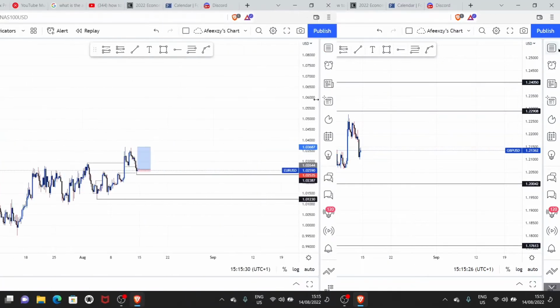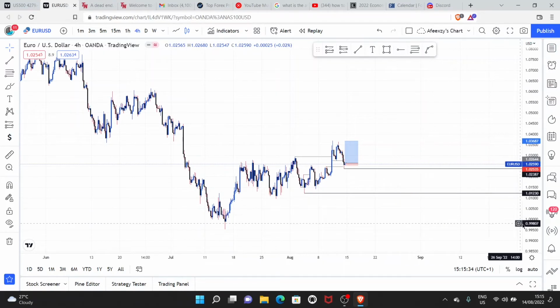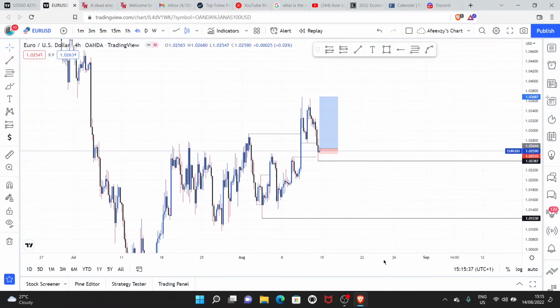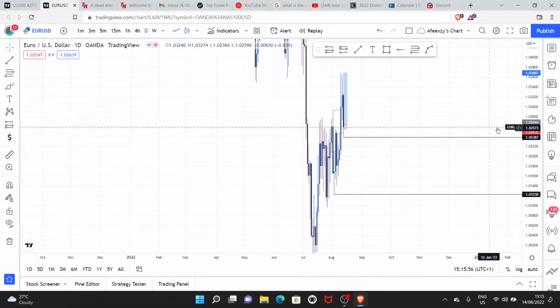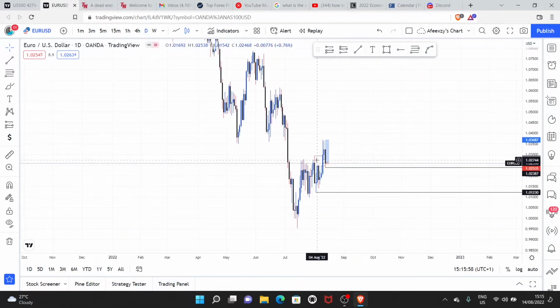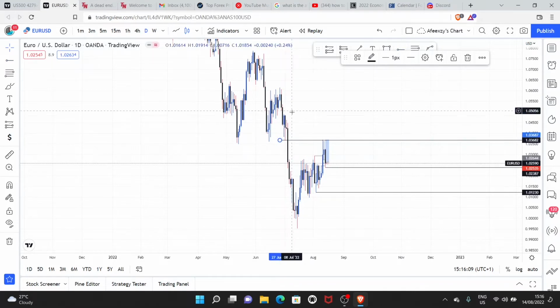Now let's go to our EURUSD. As you can see here, I marked this last week on EURUSD. Let me check the daily to see what's really happening. On our daily time frame, we cleared this high here, and also we filled this, coming back to this imbalance here. Now you can see a push down. So right now I'm really skeptical about EURUSD. I don't really know what it's doing.